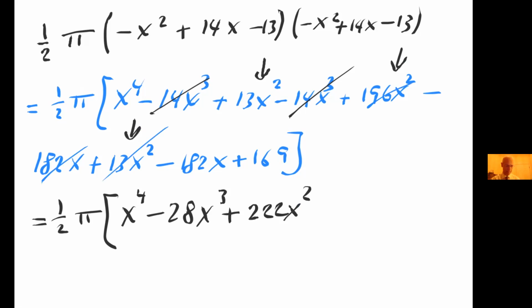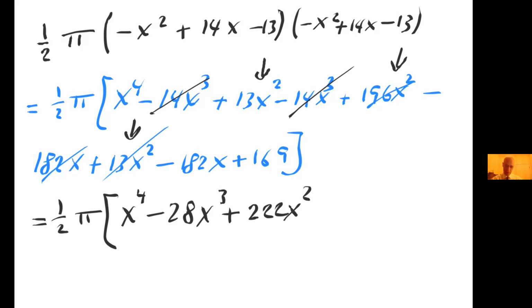182, and let's see. Let me double check my work. Just give me 1 second. x to the fourth minus 14x cubed plus 13x squared minus 14x cubed plus 996x squared minus 182.